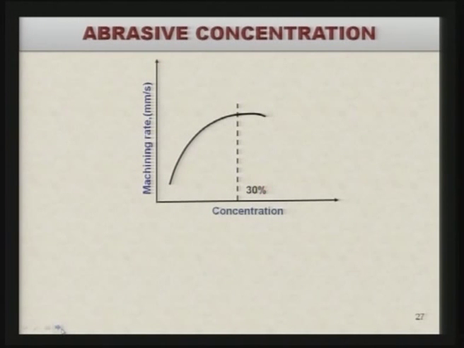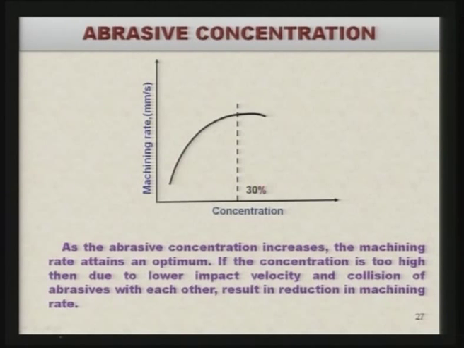Abrasive concentration: as the concentration of abrasive increases, it keeps increasing the machining rate in terms of millimeter per second, but beyond a certain concentration it starts decreasing. As the abrasive concentration increases, the machining rate attains an optimum value. If the concentration is too high, then due to lower impact velocity and collision of abrasives with each other, the machining rate is reduced.